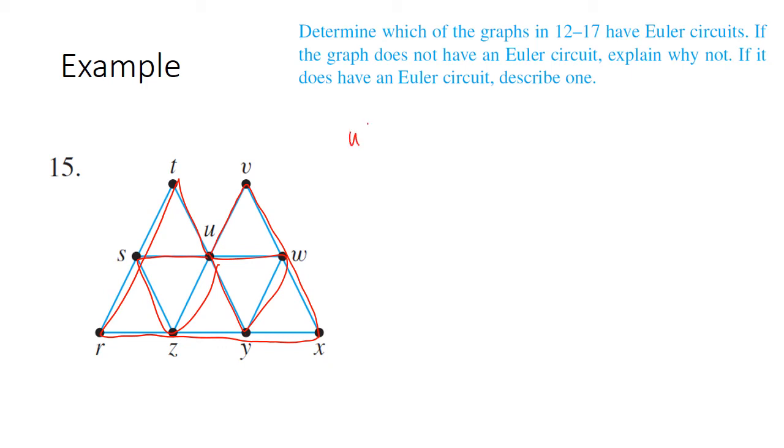So starting at U, and then T, S, R, Z, Y, X, W, V, and then back to U. So that's around the outside. And then around the left triangle, I would go to S, Z, and then back to U. And then around the right triangle, I'll go to Y and W, and then back to U.